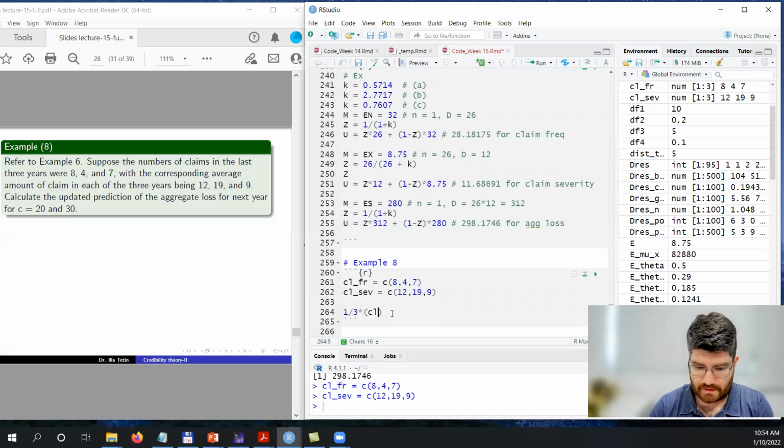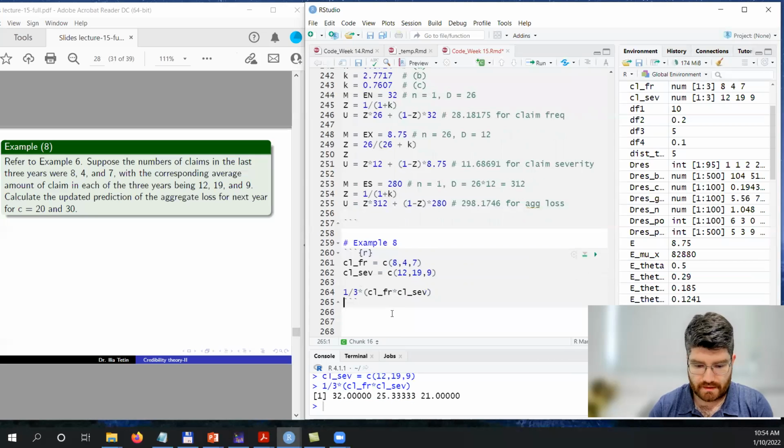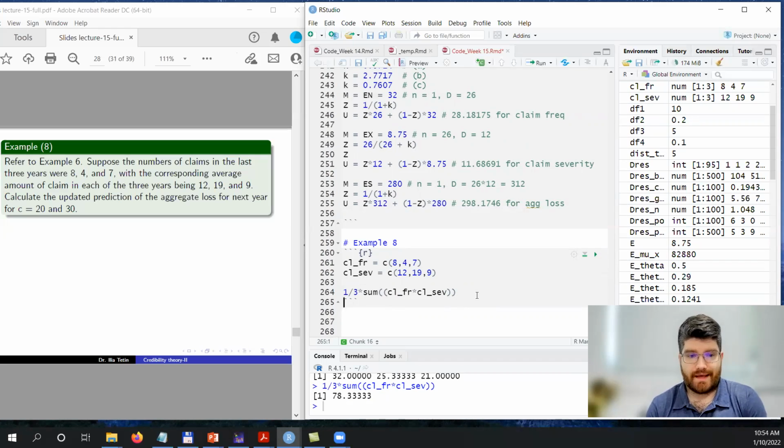And this will be claim frequency times claim severity. So these are the values, and we just need to sum those values. And this is the value which we are looking for. So we first calculate the average. This is the average aggregate loss per year in the last 3 years. So on average, we were losing 78.3 something units of currency, maybe $1 million.